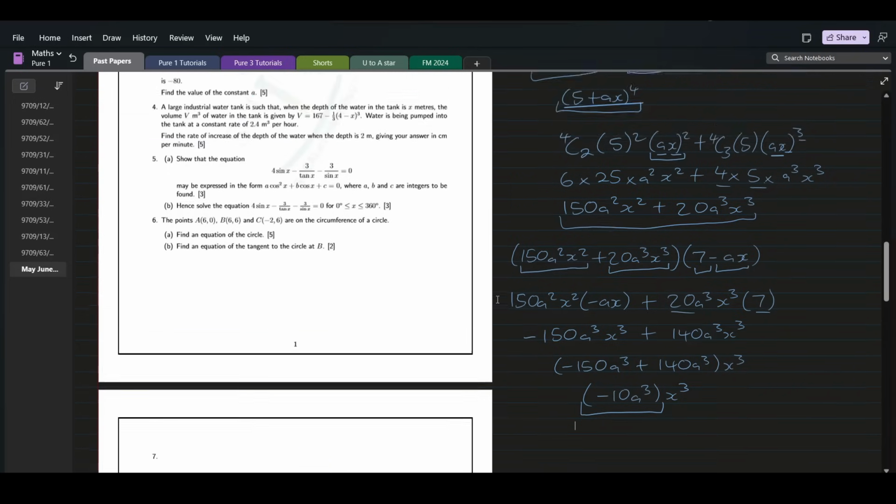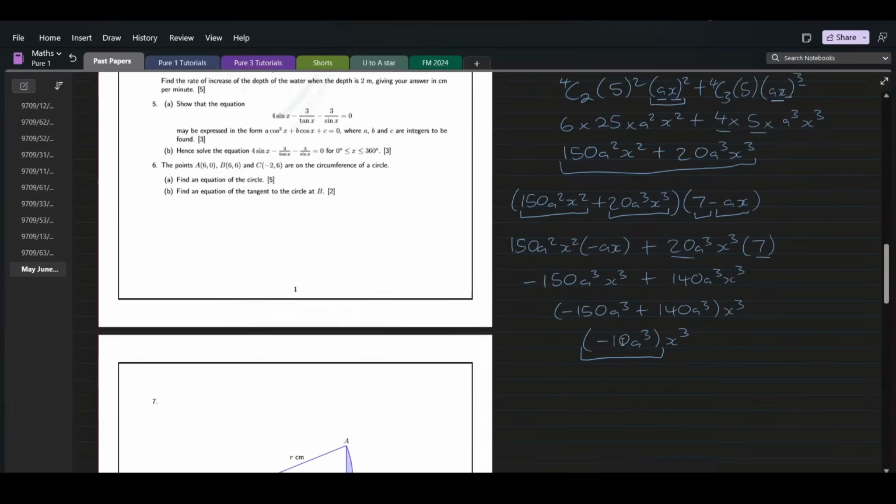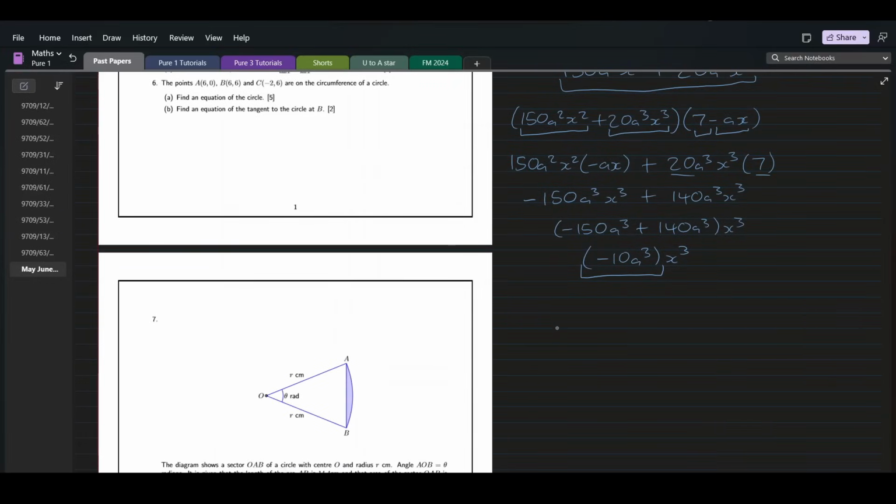And if we go back to our question, we are told that the coefficient of x cubed is negative 80. So we can equate the part inside the bracket to negative 80. So negative 10a cubed is equal to negative 80. And now divide both sides by negative 10. So a cubed is equal to 8. And the third root of 8 is equal to 2. And therefore we can conclude that a is equal to 2. And that would be our final answer.